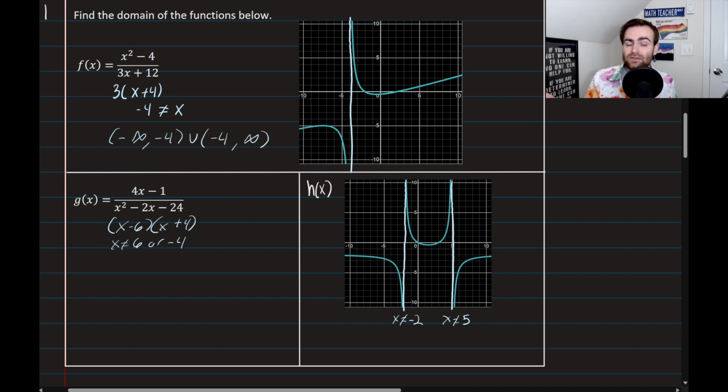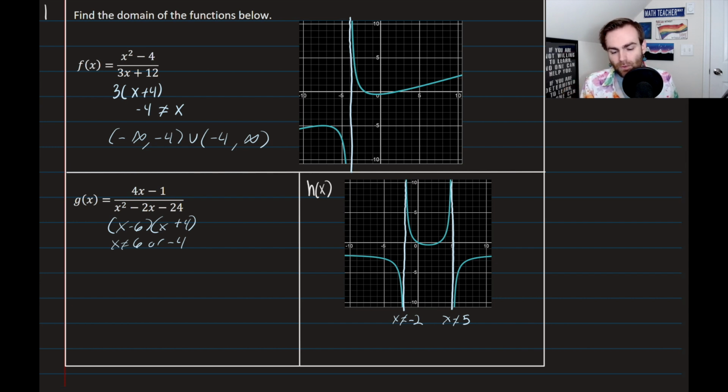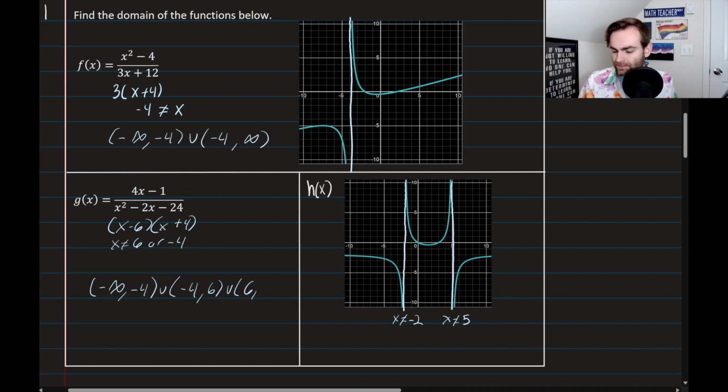Remember, you can't be inclusive at infinity, so that's why we use parentheses there. For g, we're going to do the same thing. Instead of having 2 parts, we're going to have 3 because we have 2 spots that we can't be equal to. -4 comes first, so we're going to have negative infinity to -4, -4 to +6, and +6 to infinity.